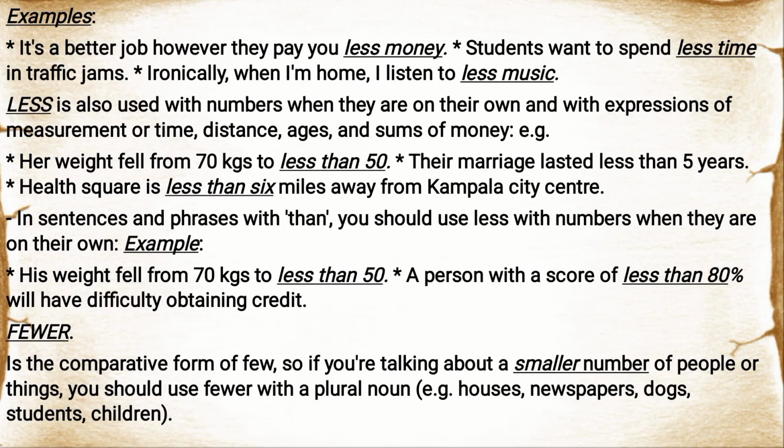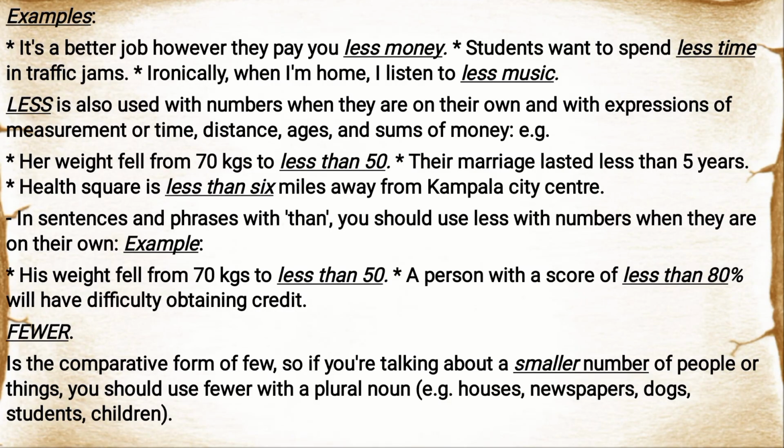Examples: Her weight fell from 70 kilograms to less than 50. Their marriage lasted less than 5 years. Health Square is less than 6 miles away from Kampala city center. In sentences and phrases with than, you should use less with numbers when they are on their own. Examples: His weight fell from 70 kilograms to less than 50. A person with a score of less than 80% will have difficulty obtaining credit.